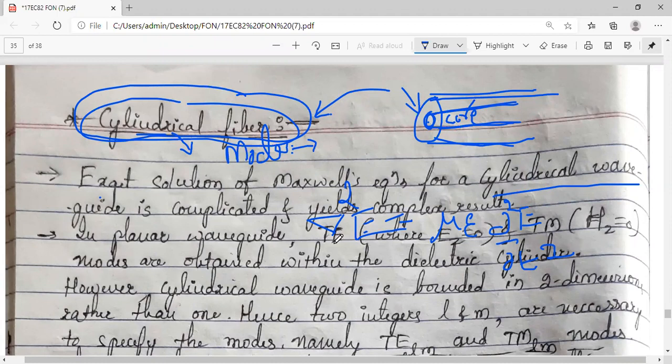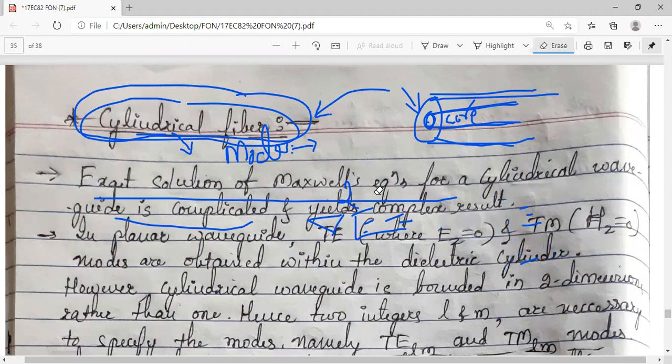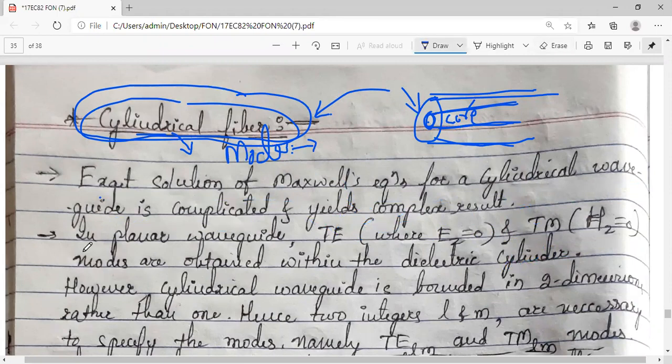If I want to write this using the cylindrical coordinate system and solve it, the exact solution of such a Maxwell's equation for this cylindrical waveguide is a bit complicated. You need to consider more parameters here, and it will give you more complex results. So rather than going for the solution of Maxwell's equation to analyze this cylindrical waveguide, what we can do here is, we know about the planar waveguide. We have already studied this.